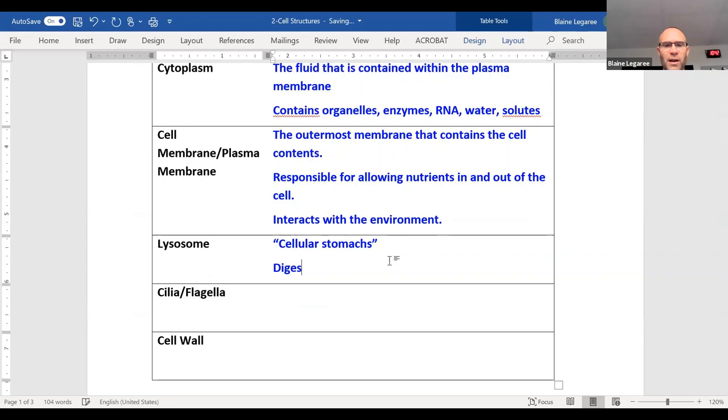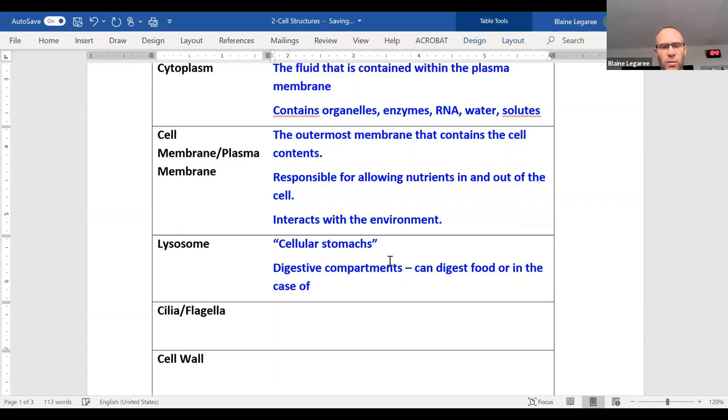So what do I mean by that? These are digestive compartments. They can digest food, or in the case of white blood cells, immune cells can digest invading pathogens.